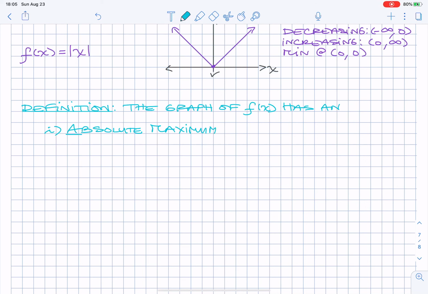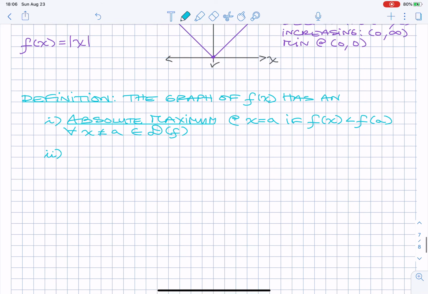So this will differ from local maximums. So an absolute maximum at x equal to a if f of x is less than f of a for all x not equal to a in the entire domain of the function. Meaning there is no larger value for y.